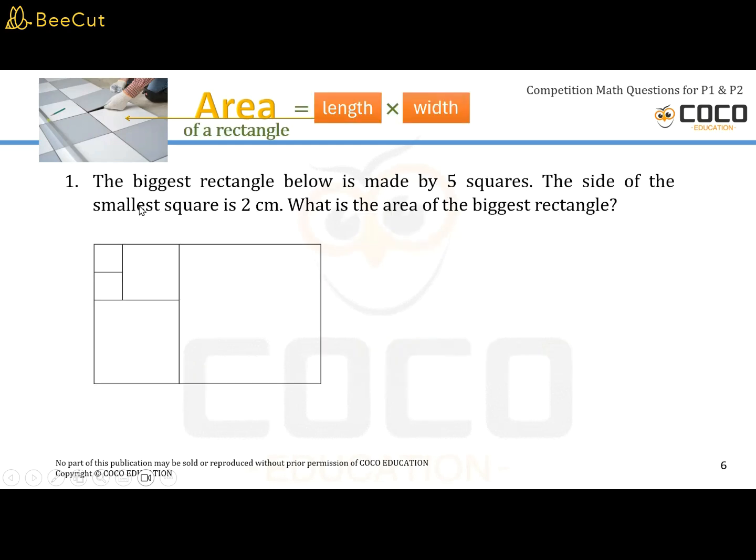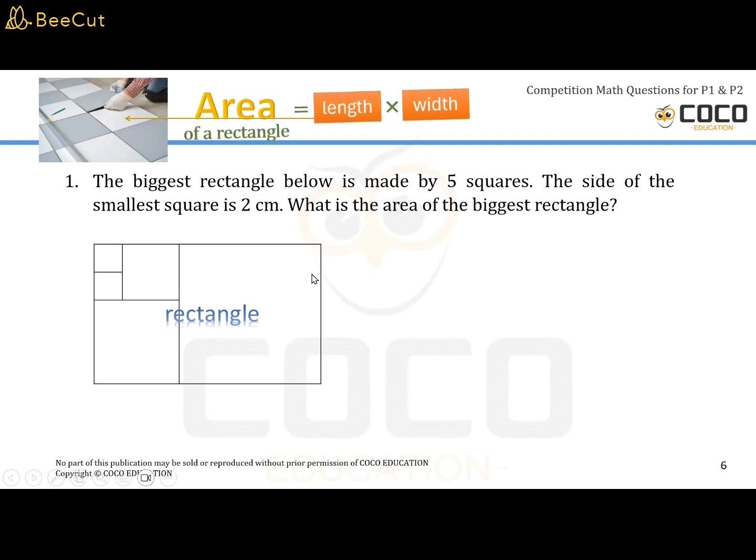Now let's try one question. The biggest rectangle has 5 squares. That's 1, 2, 3, 4, 5. The 5 squares are small and big. The side of the smallest square is 2. The question asks you what is the area of the biggest rectangle.